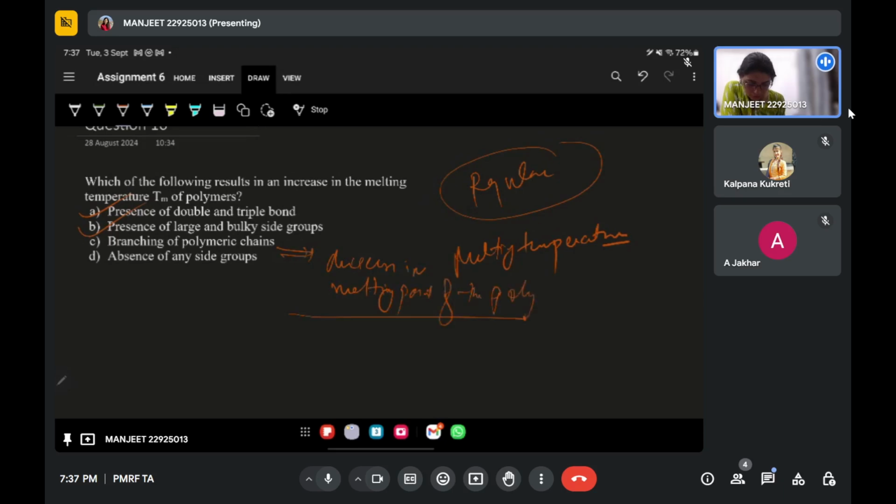of the polymer. And with the absence of any side group, there is only the carbon chain, so that also does not increase the melting point. The question is how they can increase the melting point. The presence of double and triple bonds can increase it, and the presence of large and bulky side groups in the polymer will also increase the melting temperature of the polymer. So A and B are the correct answers for this one.